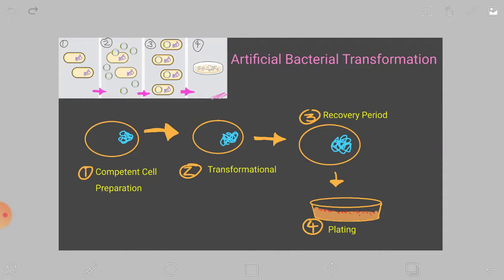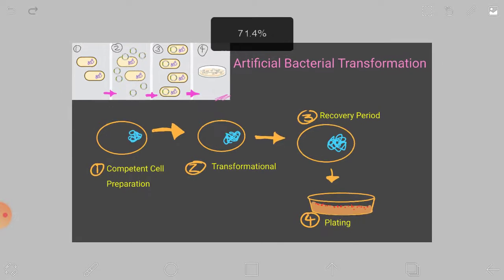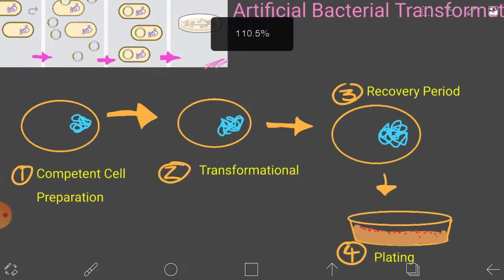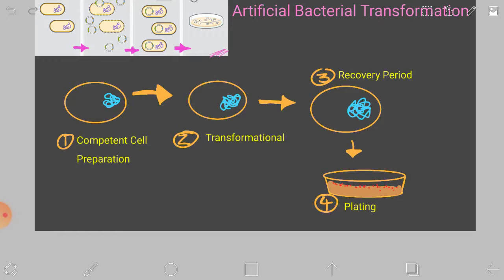Moving on to artificial bacterial transformation, we have 4 steps with actual names. This one's a bit more complicated than natural because, unlike natural, artificial bacterial transformation has certain things that should always be followed, like the temperature of, say, the heat used, or perhaps the temperature of where the bacteria should be stored.